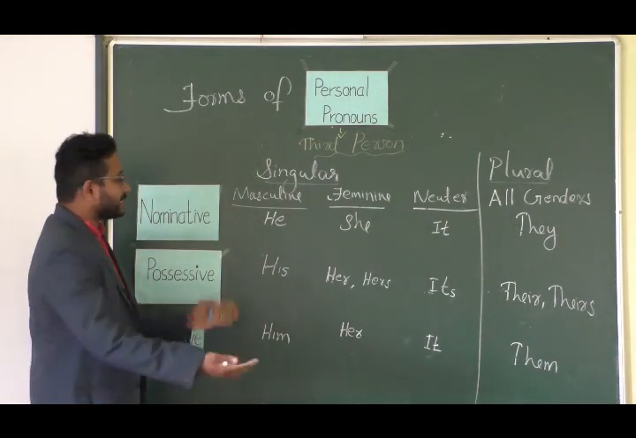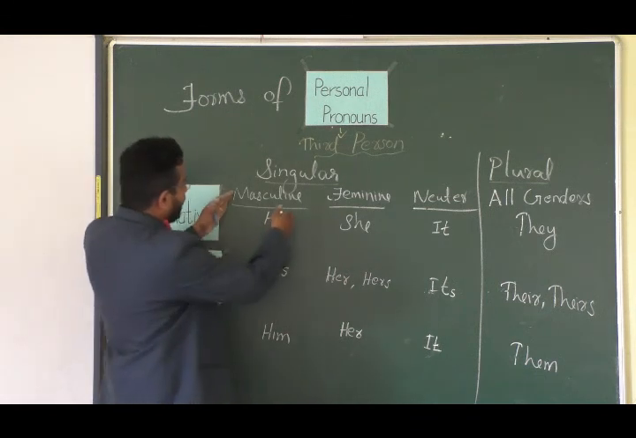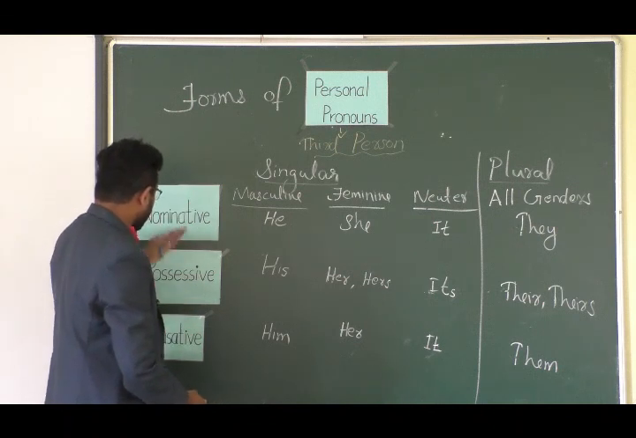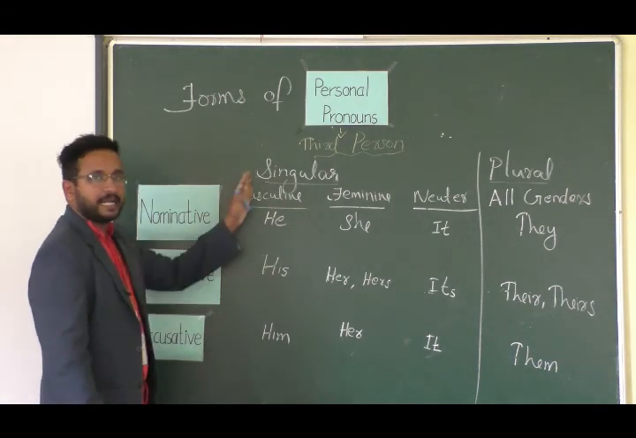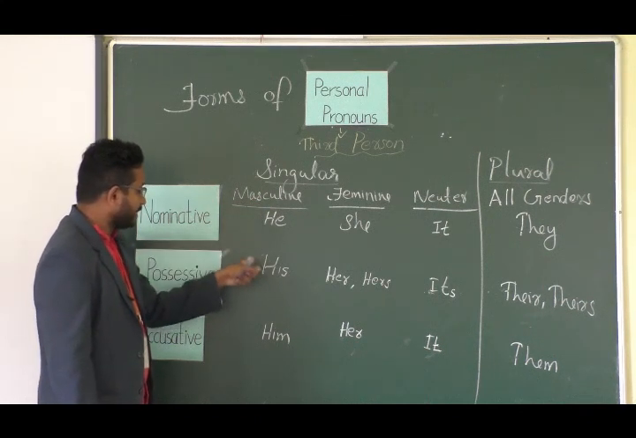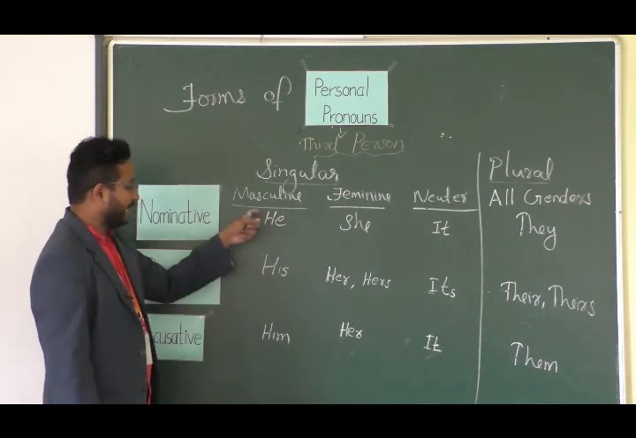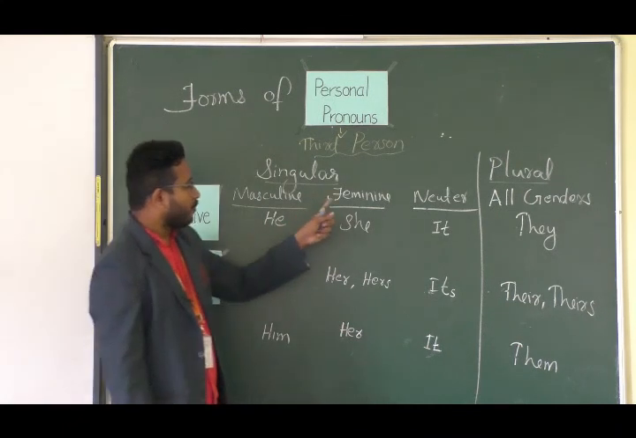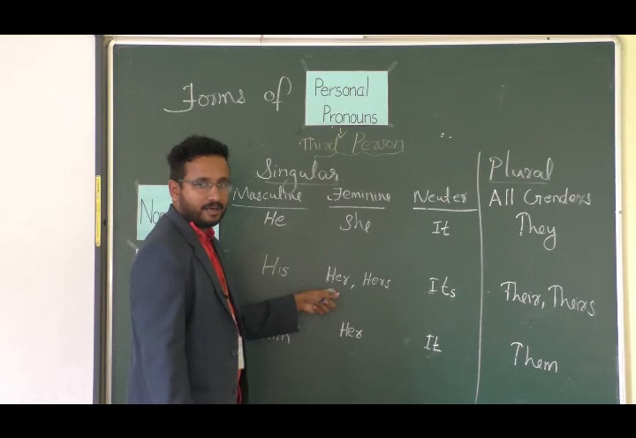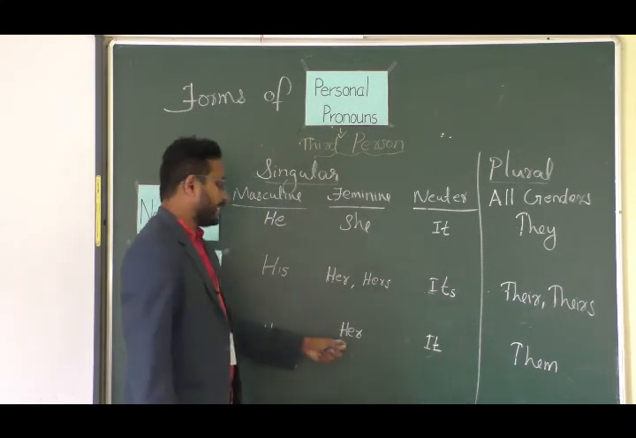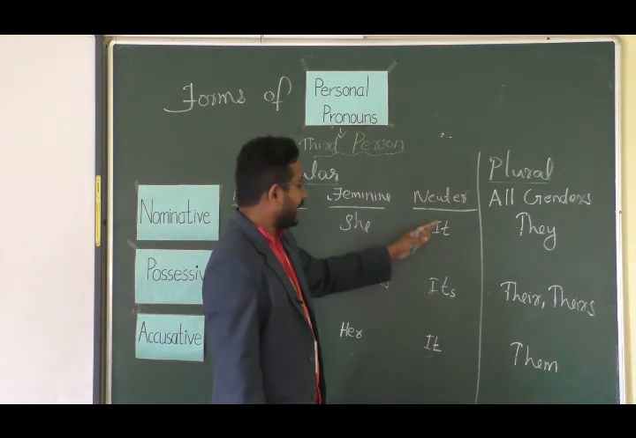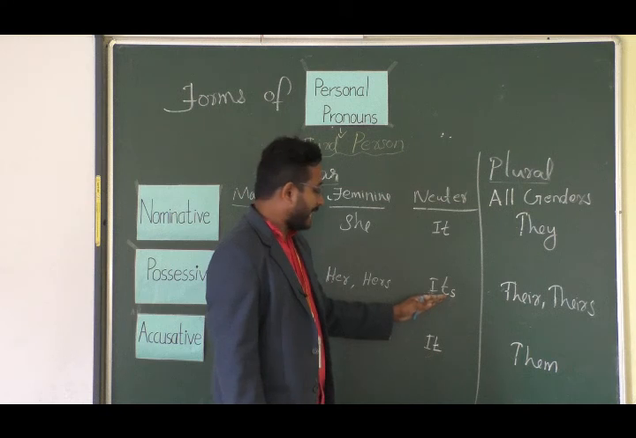Now once again, let's discuss in a different way. Let's take the masculine gender: nominative, possessive and accusative, and let's study the table. Masculine: he, nominative; possessive, his; and accusative, him. He, his, him. Now, feminine: nominative, she; possessive, her or hers; accusative, the same thing, her. Now, let's take the neuter gender. It, nominative; possessive, its; and accusative, it.